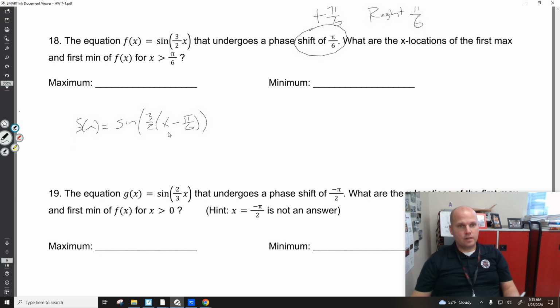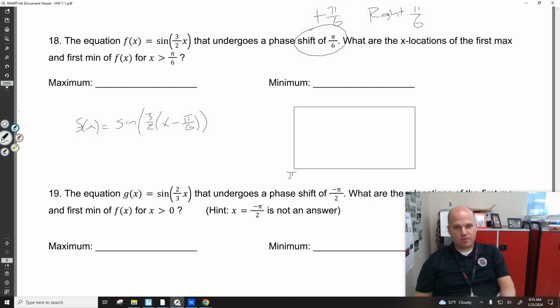Cool. Now, what does my graph look like? Because we're trying to find the first maximum and minimums. All right. I got a phase shift of pi over 6. I do have no A, no D, so 0, 1, -1. That's fine. I don't really care. I got to figure out this period.